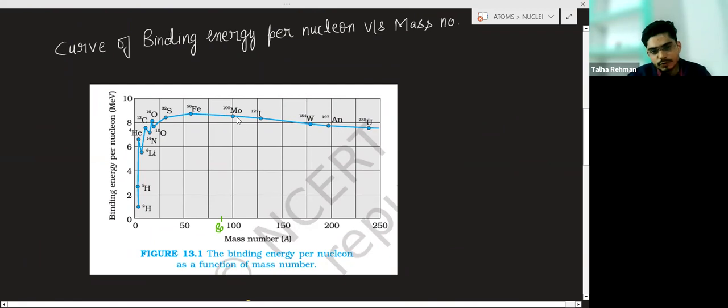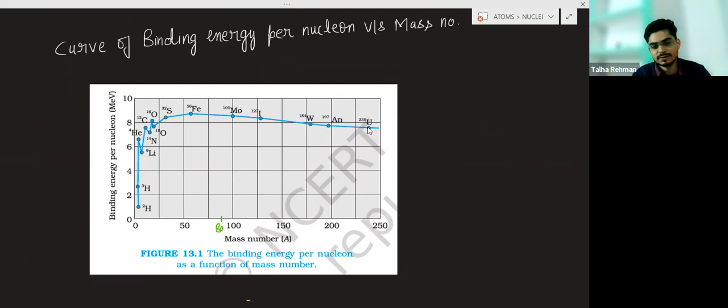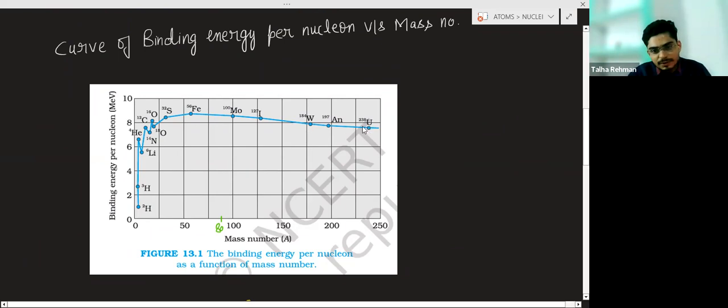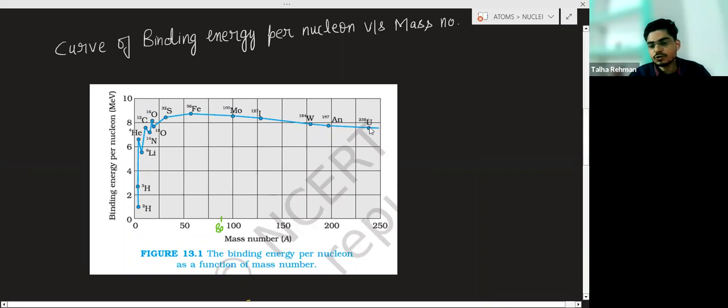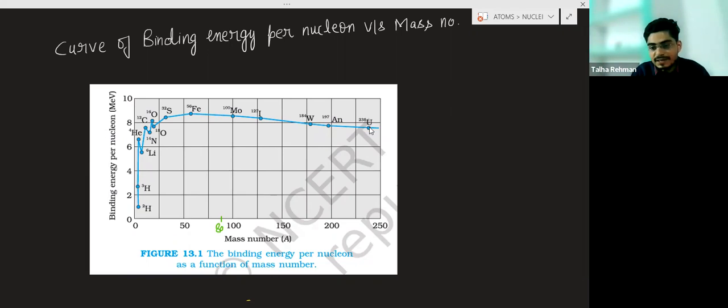And when you are moving from 80 to 238, you will get larger nucleus, and binding energy is decreasing. So basically we come to this uranium. So what does uranium want? Stability, because binding energy is less. This uranium is large, so this uranium will do nuclear fission or radioactivity.